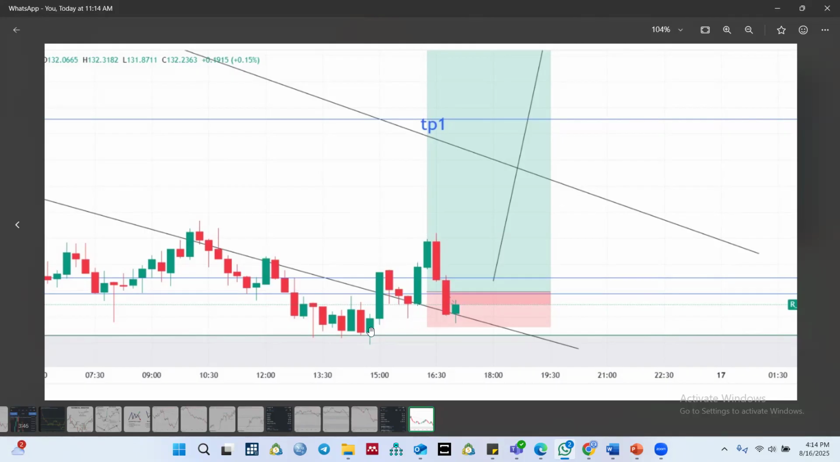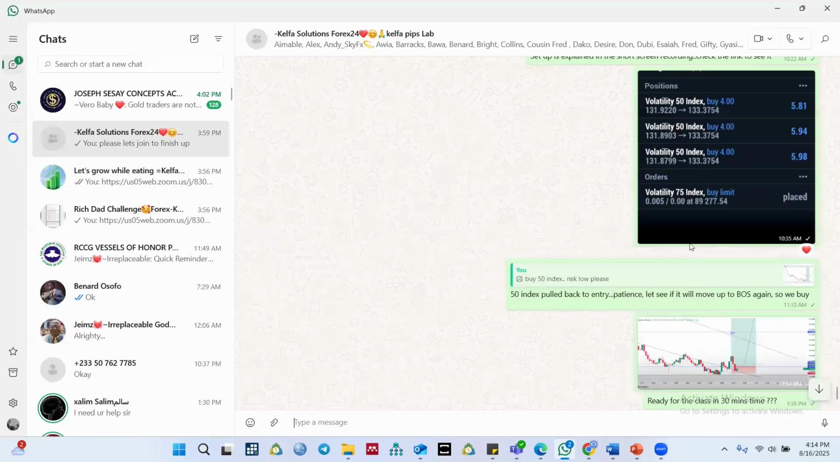and it took this low out. Liquidity was swept here. This low here should be protected because of the support. So if we move up to break above the high again and break structure, then we will find an entry. Okay, so that's what I said. And that didn't happen.